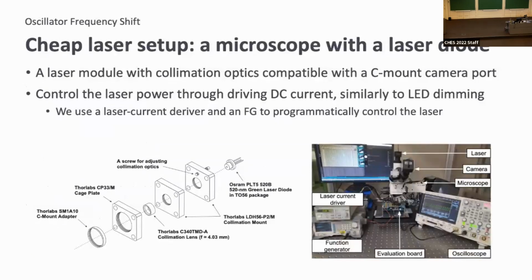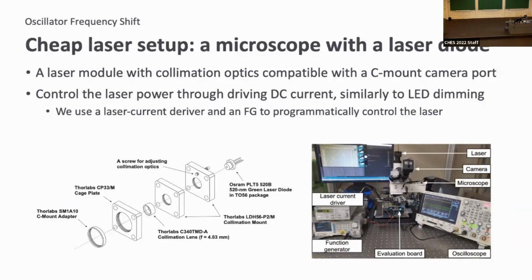We begin by showing our chip laser setup. The idea is to upgrade a common microscope with a laser diode. We designed a laser module with collimation optics and an adapter compatible with a standard C-mount camera port, as shown in the left figure. The figure on the right is our microscope with the laser module installed.